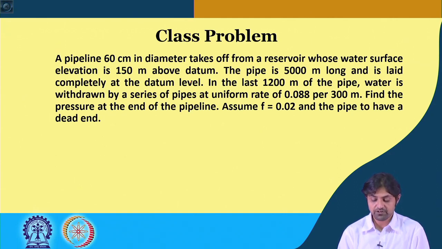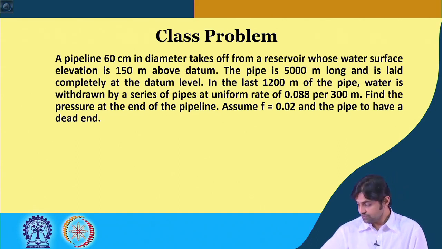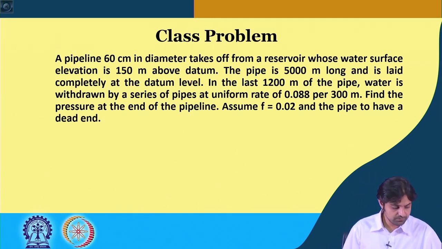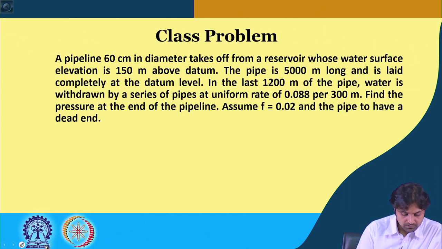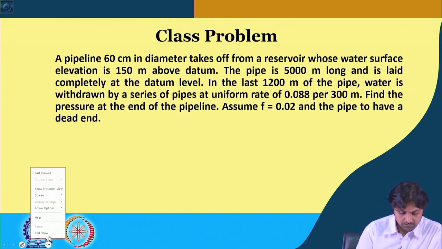In the last 1200 meter of the pipe, water is withdrawn by a series of pipes at a uniform rate of 0.088 per 300 meter. Find the pressure at the end of the pipeline. Assume f is equal to 0.02 and the pipe to have a dead end. So if you understand this question, I am going to solve this.